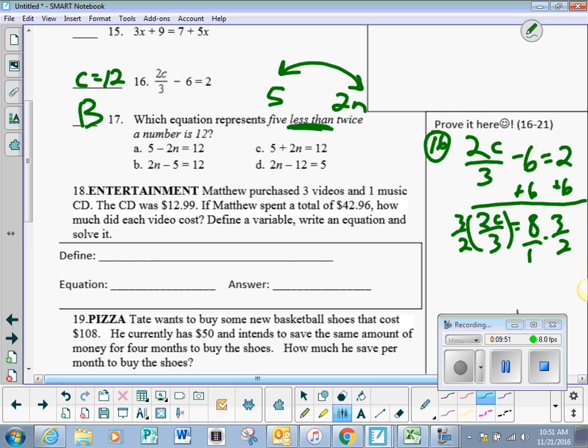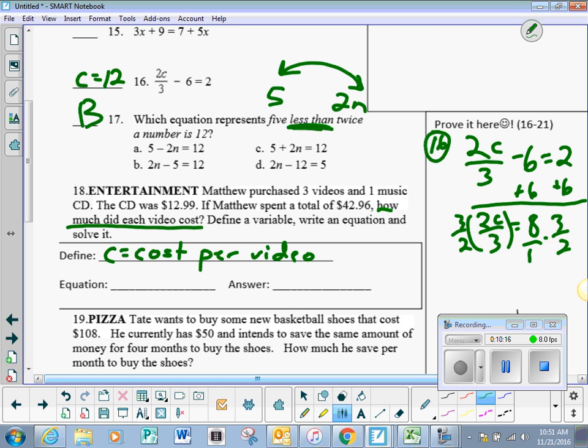Some of you had a question. What does define a variable mean? It means tell what the variable stands for. What are we finding in this problem? How much did each video cost? Okay? So C equals cost per video. This is the easiest problem on the test. Define the variable. If you write C equals cost, that's not defining the variable. Cost of what? Be specific.